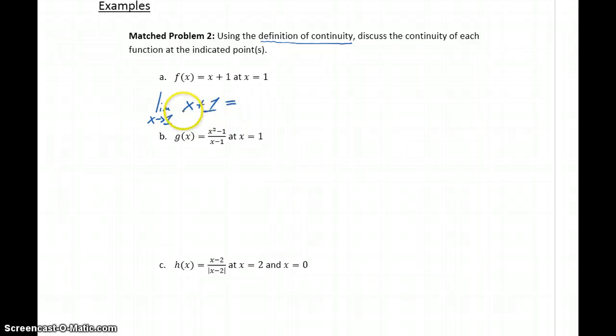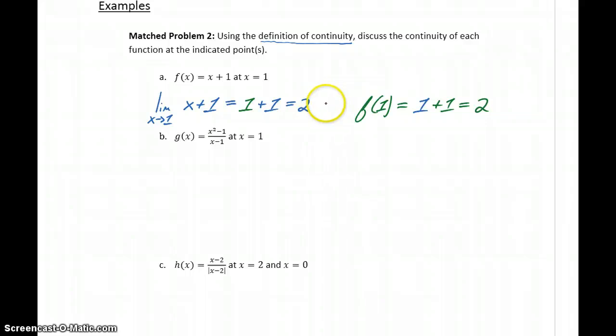In this case, we have a polynomial function, so we can use direct substitution to determine that that limit is 2. Similarly, we can evaluate the function at 1 and see that that function value at x equals 1 is 2.